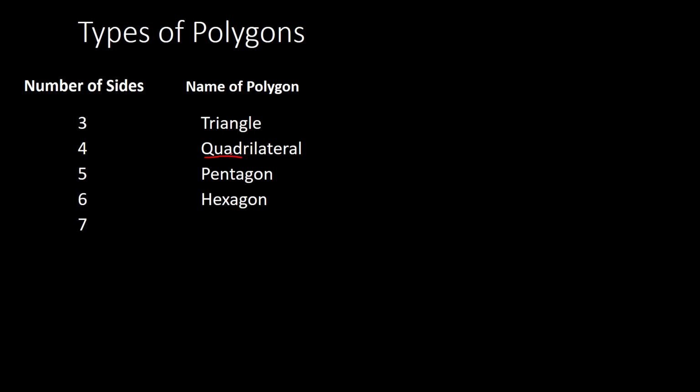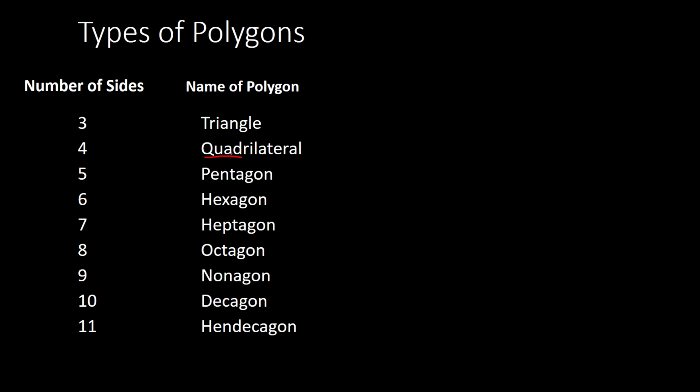In addition to convex and concave polygons, we can also name polygons based off the number of sides. So a three-sided polygon is what we call a triangle, and we've discussed that already. Four-sided polygon we would call a quadrilateral. The prefix quad means four. A five-sided polygon is called a pentagon. Six-sided polygon is called a hexagon. 7 sides we call a heptagon. 8 sides is an octagon. 9 is a nonagon. 10 is a decagon.